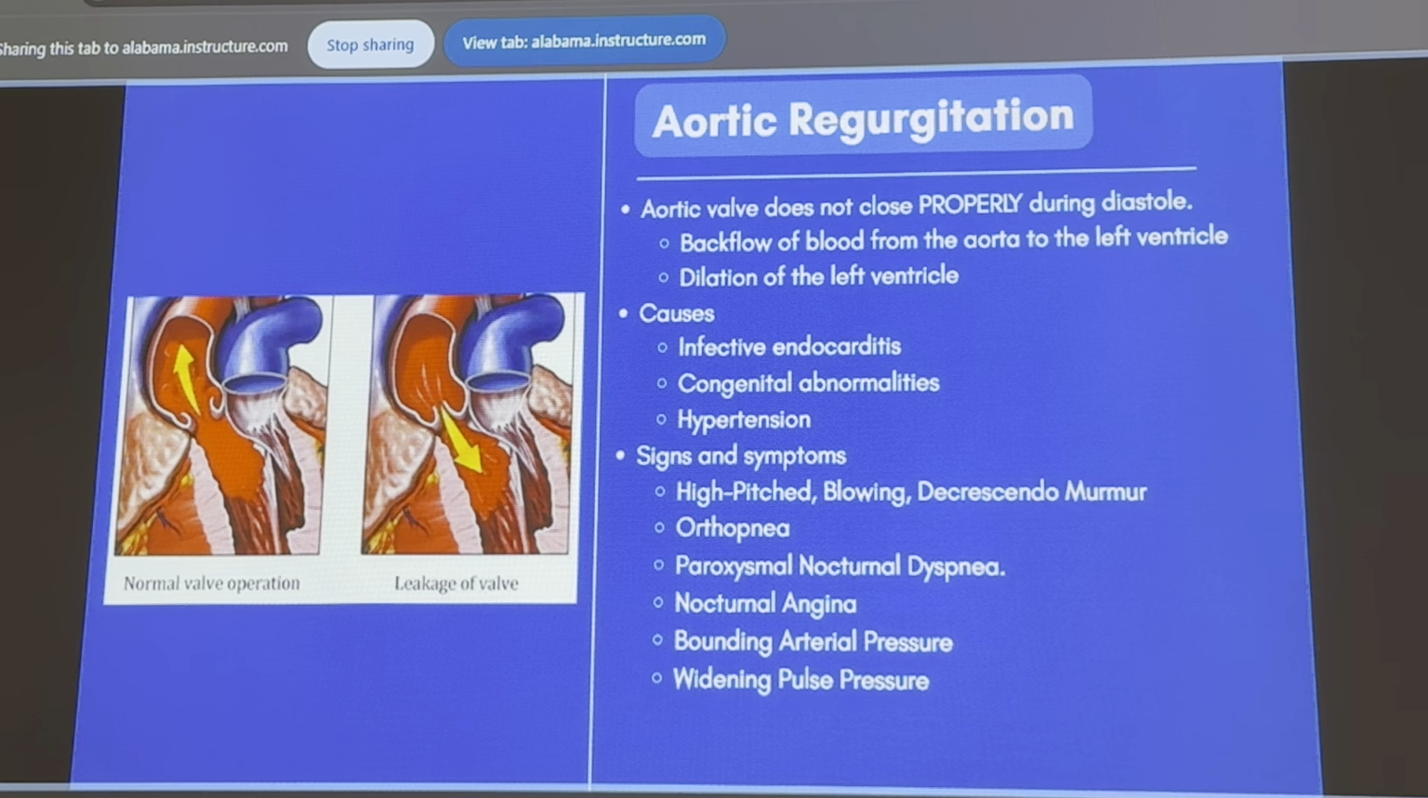Big thing: high-pitched, blowing, decrescendo murmur. This is going to occur during diastole, all right? So it's going to start off kind of loud and then it's going to slowly decrease in intensity. Remember, this is during diastole because that aortic valve has to close during diastole. Remember, closing, regurgitation. When does that valve open and when does it close?